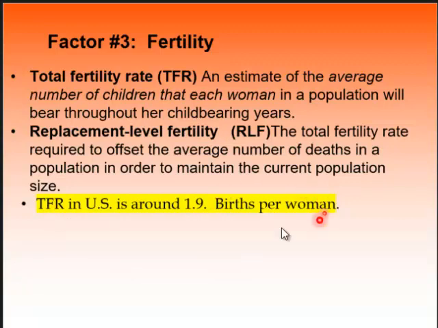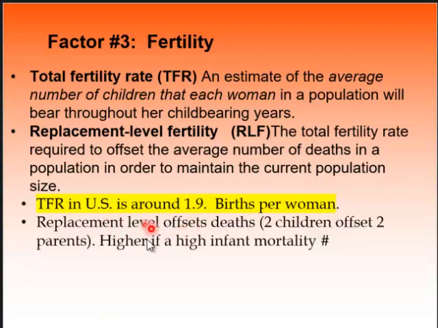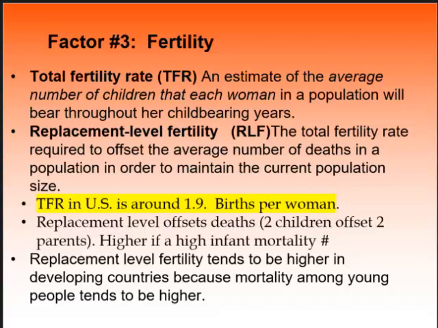So this is our fertility rate. This is the number of births per woman in our country on average. Our replacement level is higher than that. So that means that we are not currently giving birth to enough children to replace our current population. And this replacement level would be higher if there were a lot of babies dying in a country.